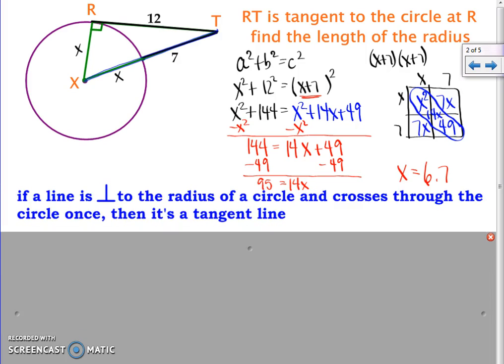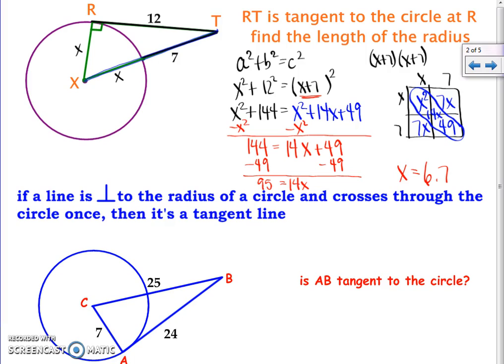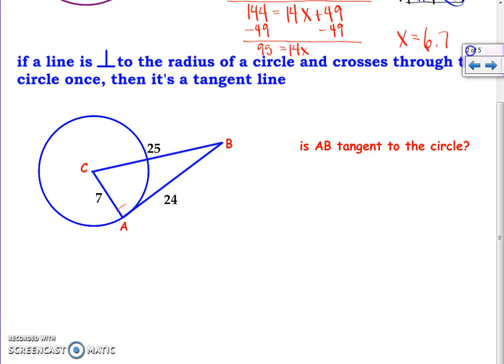All right, so if a line is perpendicular to the radius of a circle and crosses through the circle, then it's a tangent line. So this is just working backwards and saying, is this a tangent line? Well, the only way it's a tangent line is if this is a right angle. And if that's a right angle, then the Pythagorean theorem would work, meaning that it would be equal on both sides. So all we have to do is check with the Pythagorean theorem.